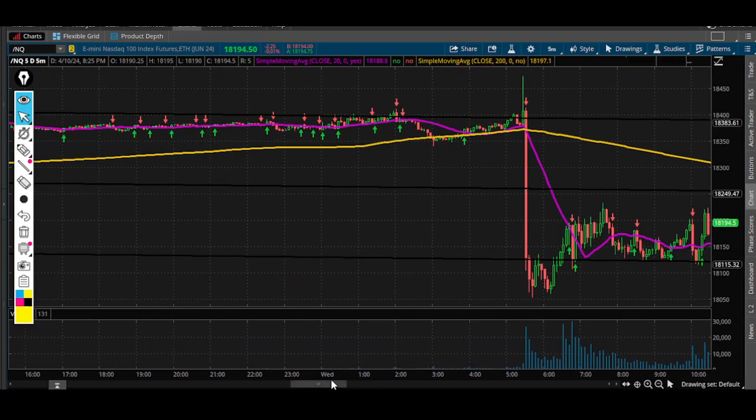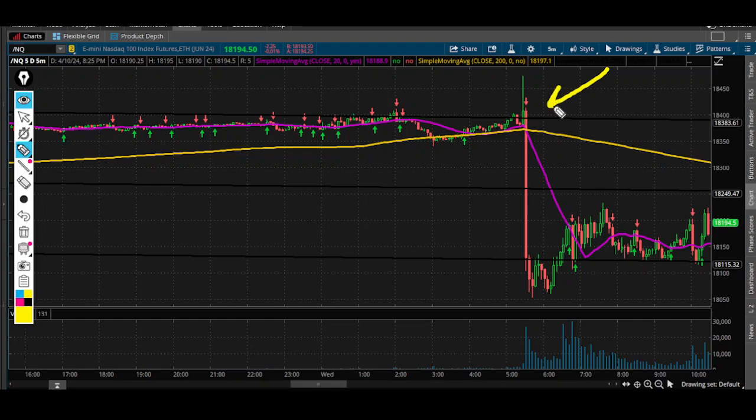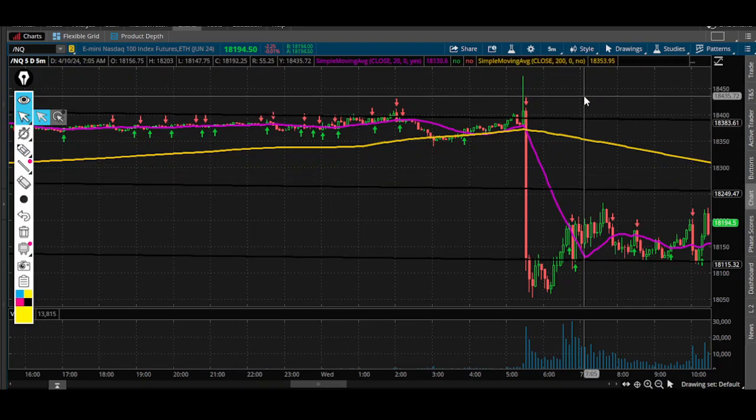So if I kind of scroll to the left here, you're going to see a lot of dead price action in the overnight leading up to the CPI print. That's expected. As soon as the number came out, market did not like it. We sold. Now, if you were looking to trade news, again, news is very, very volatile.